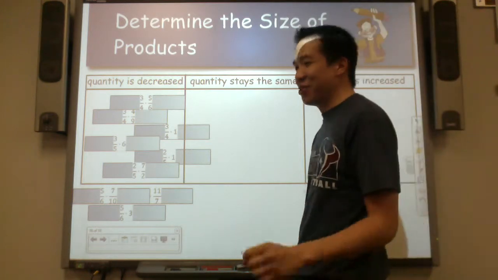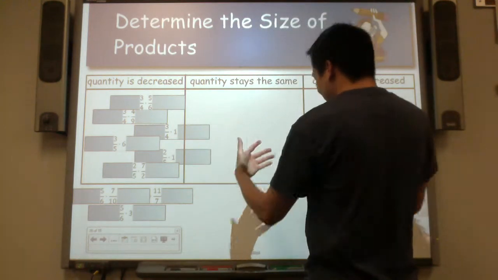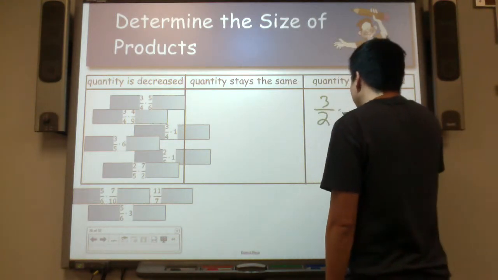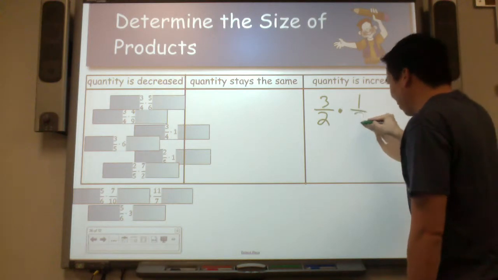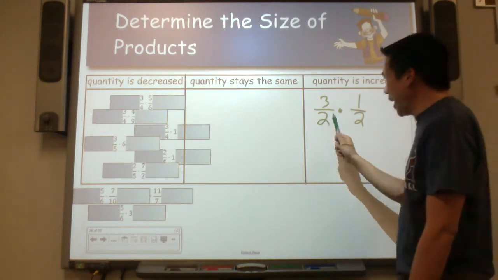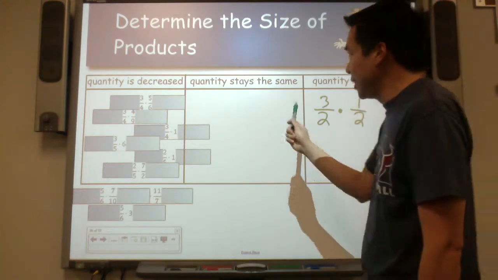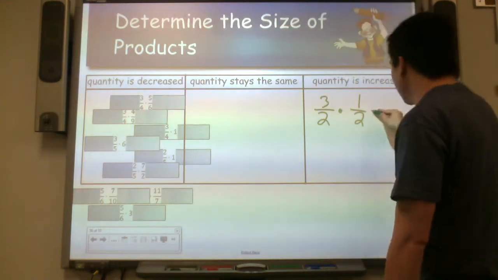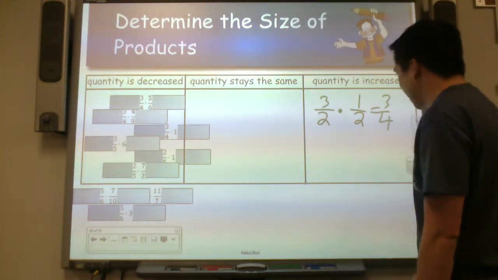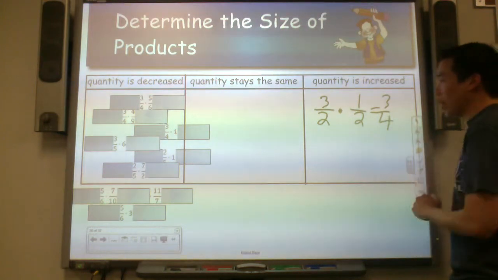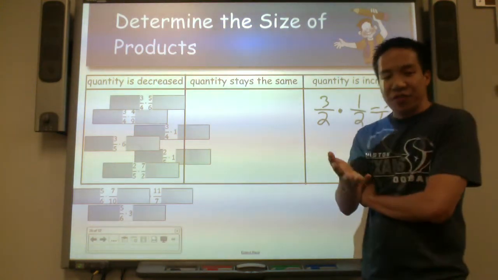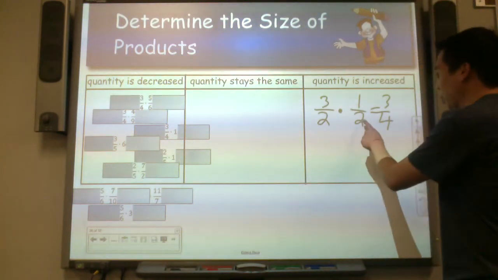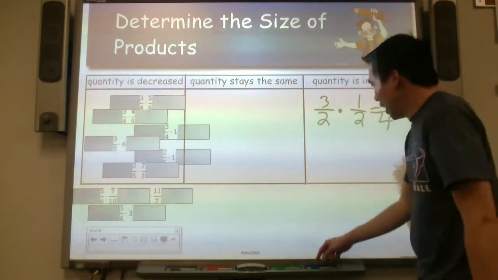That was a trick question because I know some of y'all were probably thinking, well, what about here? So what happens if you had this one? You had 3/2 times 1/2. Will 3/2 increase the quantity, stay the same, or decrease? Well, I know 3/2 is more than 1 whole. And let's just make sure. Is 3/4 greater than 1/2? Half, again, is 50 hundredths. 3/4 is really 75 hundredths. So it did increase. Here's our last example.